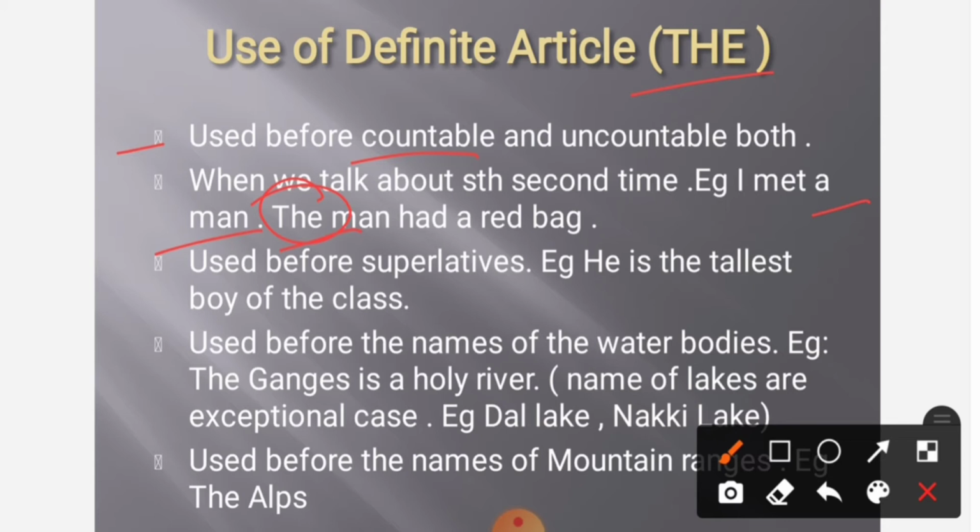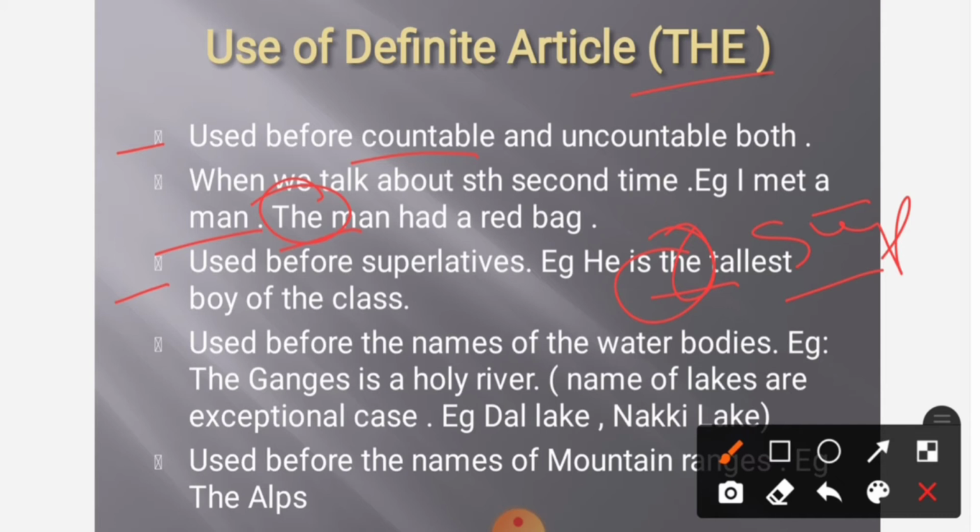The next point says the is used before superlative degrees. As you know, adjectives have three degrees: positive degree, comparative degree and superlative degree. So always before the superlative degree we use the. For example, here it is given, he is the tallest boy of the class. In this sentence, tallest is the superlative degree: tall, taller, tallest. Tall is positive, taller is comparative, and tallest is the superlative degree. So before the superlative degree we always use the.